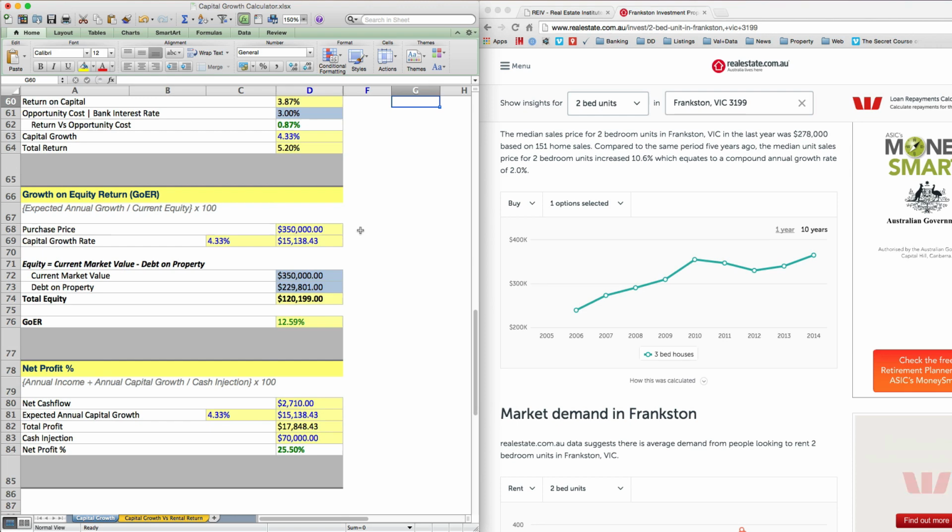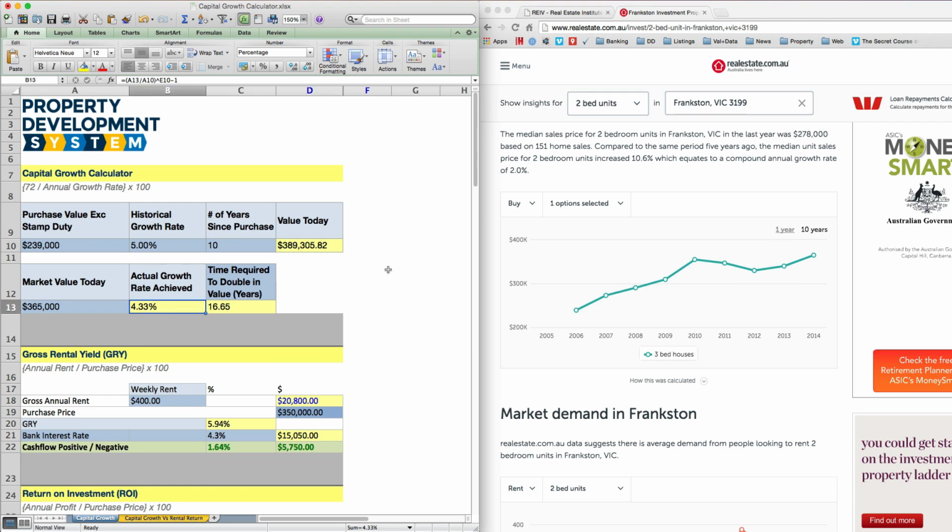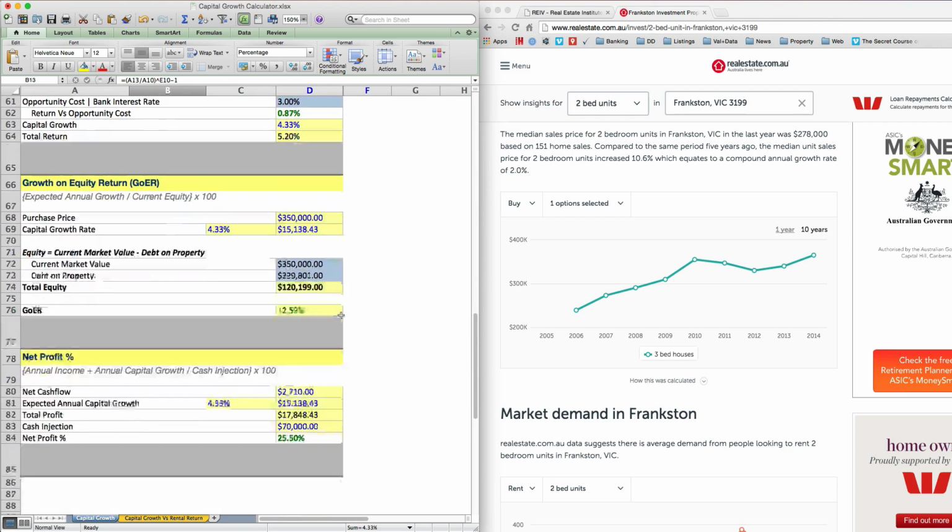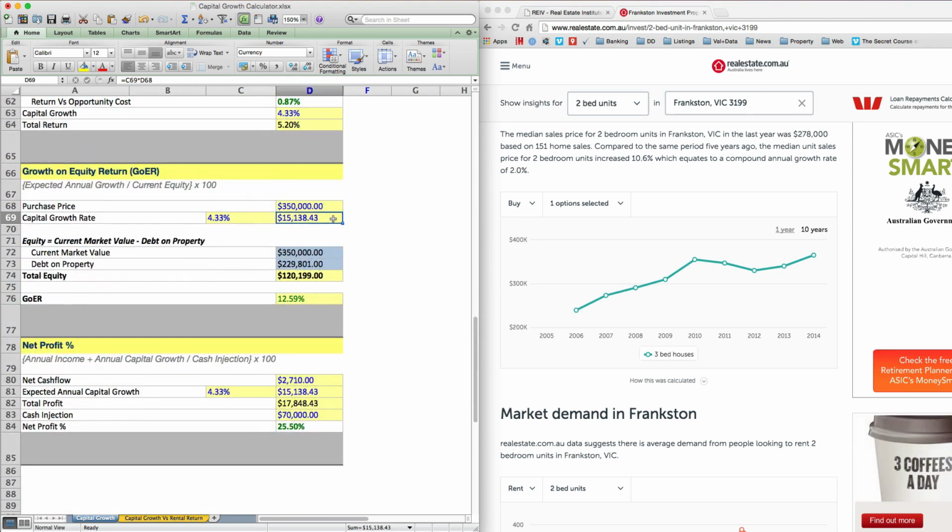The next one that I've got is growth on equity return. So you've got a purchase price of $350,000. You've got capital growth, which is 4.33%, and I've got that from here because we had put in these two numbers and we got that. So that gave me a capital growth of 15,000. So equity is equal to current market value less debt on property. Whatever the debt was, we deduct that, and we've got the growth on equity return at 12.59%.